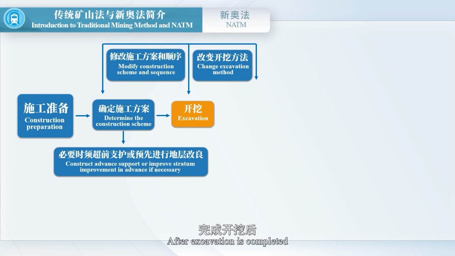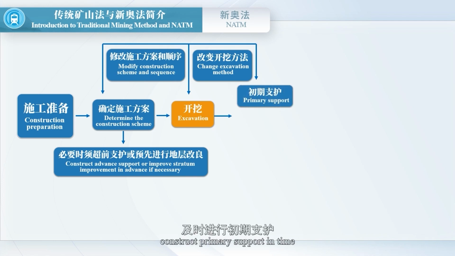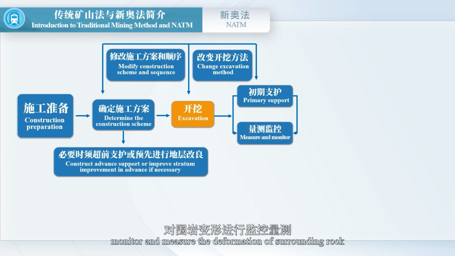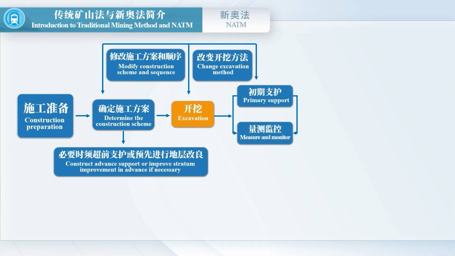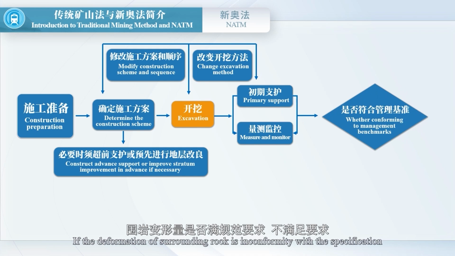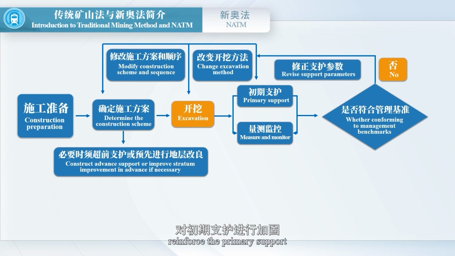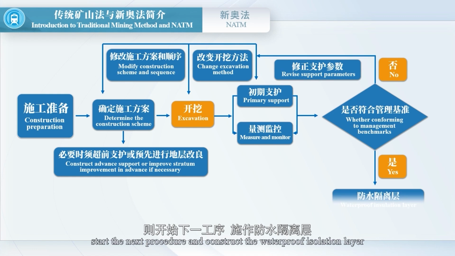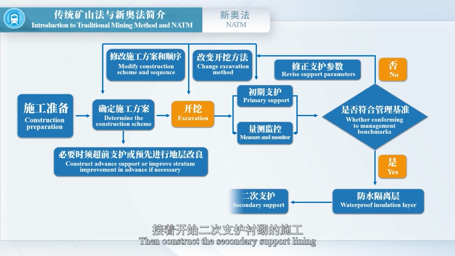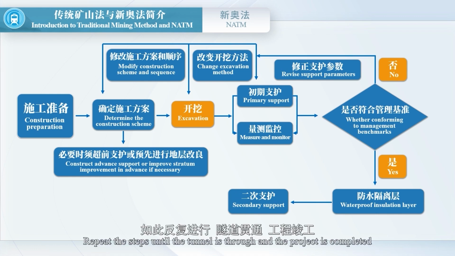After excavation is completed, construct primary support in time. After primary support is completed, monitor and measure the deformation of surrounding rock. If the deformation of surrounding rock is not in conformity with the specification, reinforce the primary support. If in conformance with the specification, start the next procedure and construct the waterproof isolation layer. Then construct the secondary support lining. Repeat the steps until the tunnel is through and the project is completed.